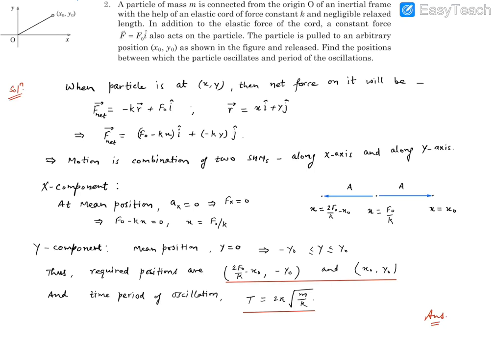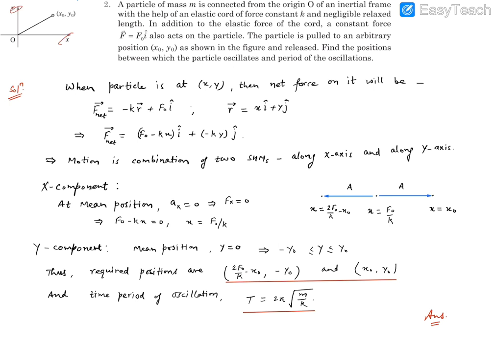Question number two. It reads, a particle of mass m is connected to the origin of an inertial frame of reference with the help of an elastic cord of force constant k and negligible relaxed length. In addition to this elastic force, there is a constant force F equal to F naught i cap also acting on the particle. The particle is pulled to an arbitrary position x naught, y naught as shown in this figure, and then it is released. Find the positions between which the particle is oscillating and the time period of oscillation.